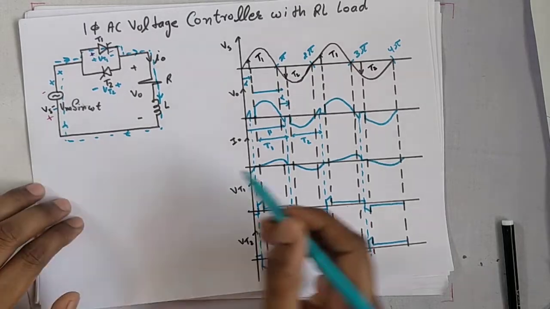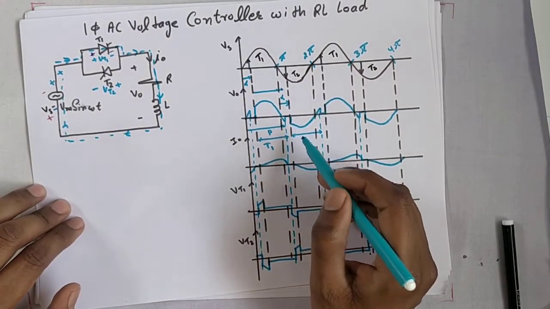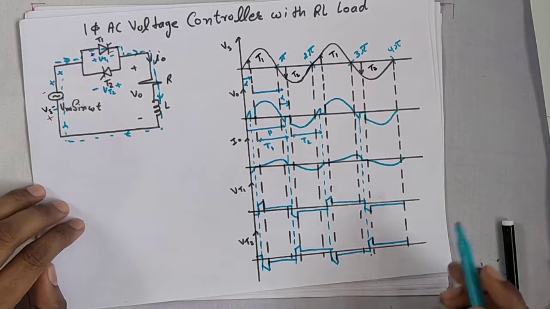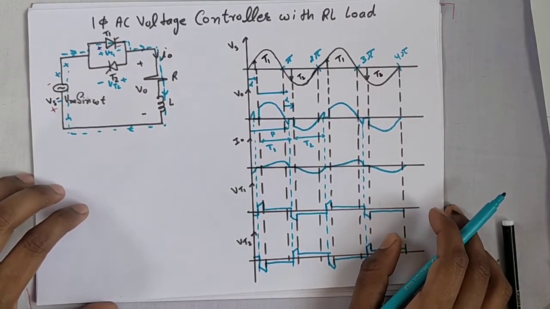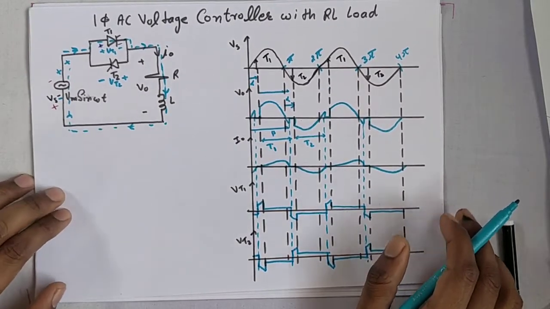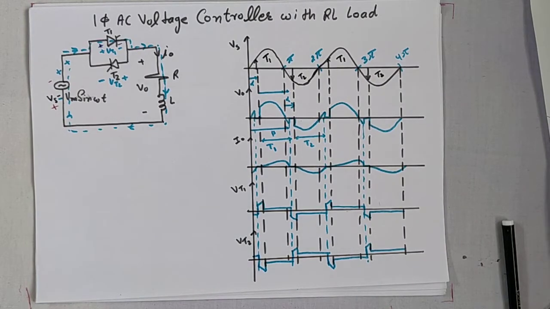So for VT2, this one is the voltage across the thyristor T2. Now write down the voltage equation.